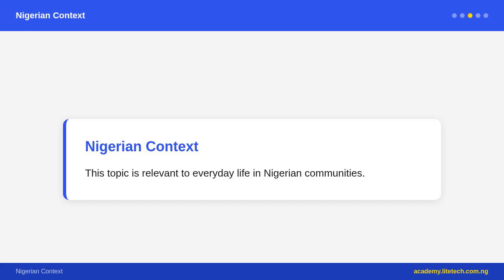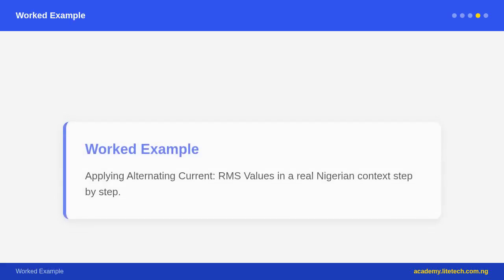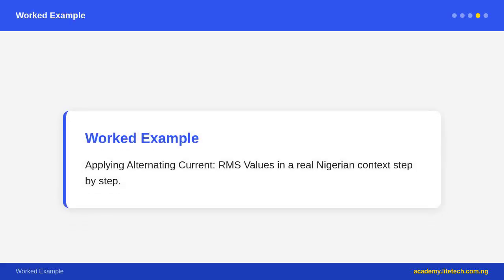Or, R equals VRMS squared divided by P equals 240 squared divided by 1000 equals 57,600 divided by 1000 is equal to 57.6 ohms. Worked example 3.